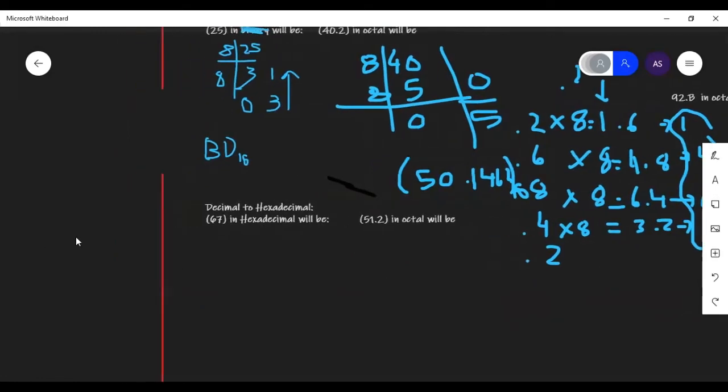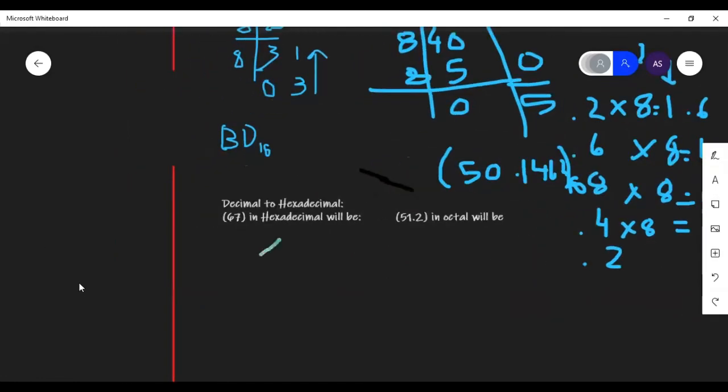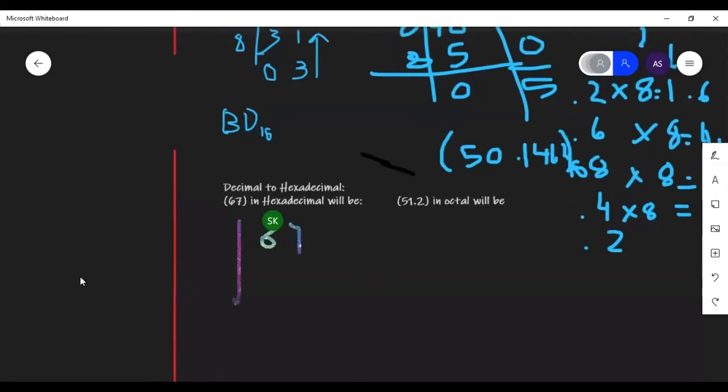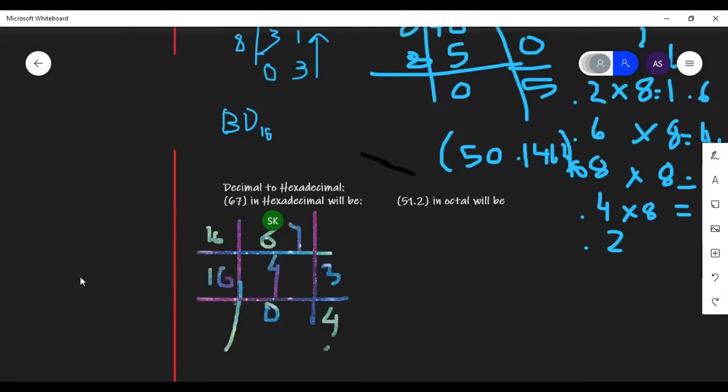So let's start. We have 67. We divide by 16. We get 4 and a 3 as a remainder. Now we divide by 16. We get 0 and 4 as a remainder. So the answer is 43 in hexadecimal.